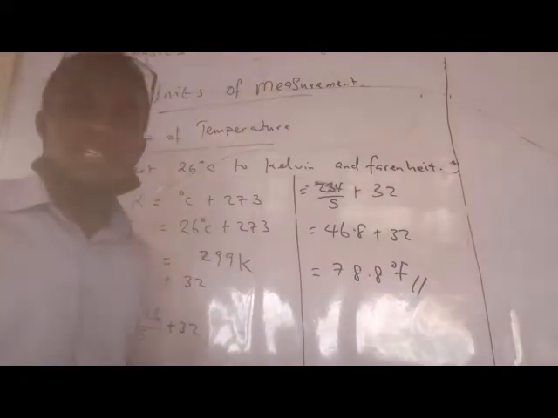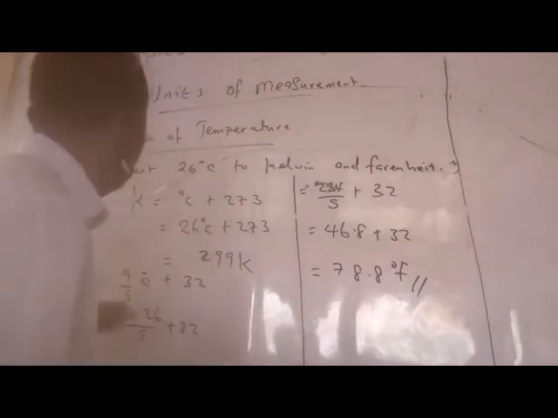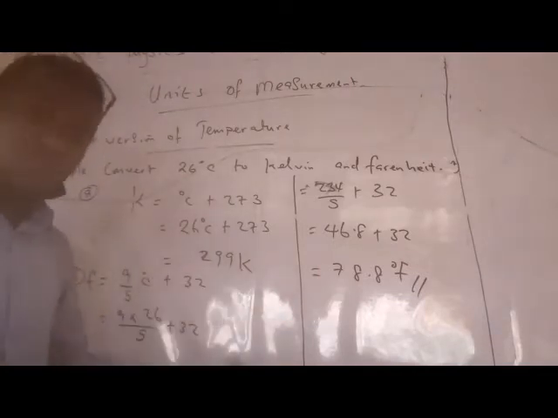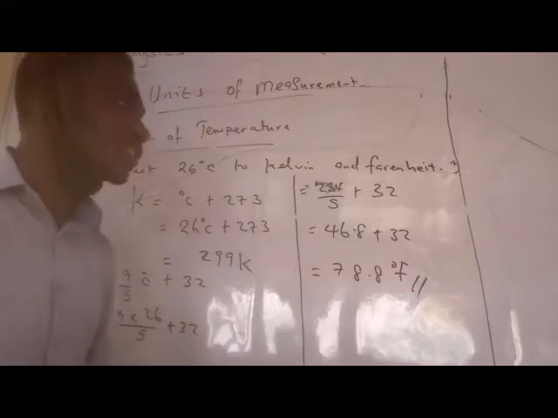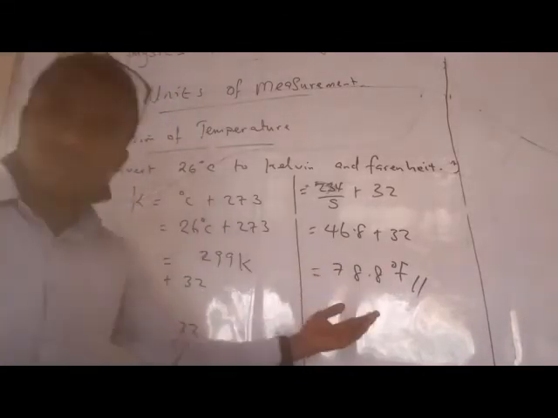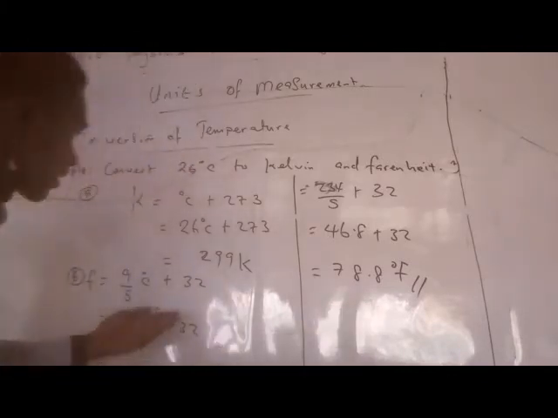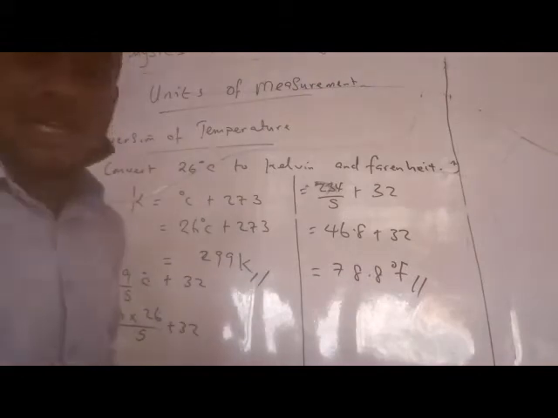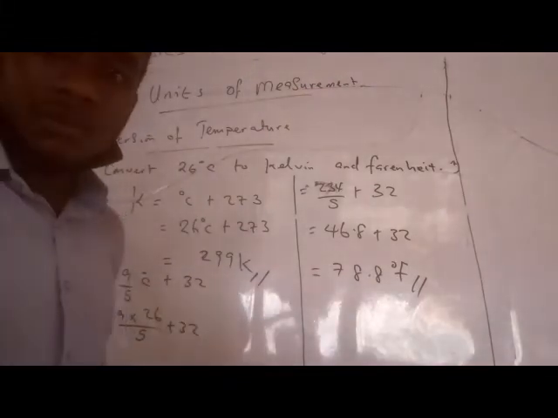78.8 degrees Fahrenheit. So that is how to convert from degrees Celsius to Fahrenheit and also from degrees Celsius to Kelvin. You can use the reverse case: you can choose to convert this back to degrees Celsius, or you can choose to convert this back to Kelvin. So these are the two answers that we have for our example.